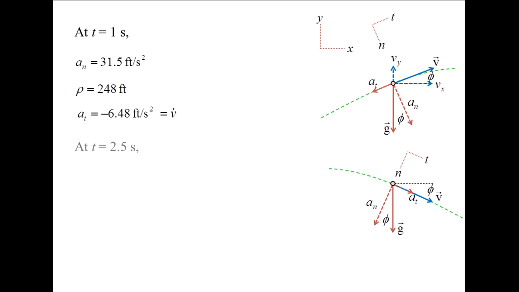At 2.5 seconds, the ball is traveling downward. The normal acceleration component is 30.4 feet per second squared. The radius of curvature is 278 feet. And finally, both the tangential acceleration component and v dot are 10.7 feet per second squared.